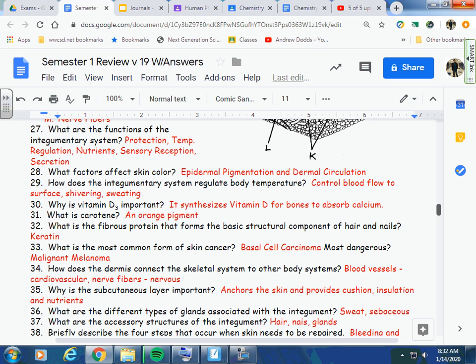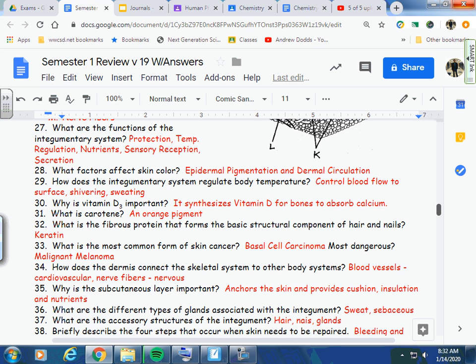Vitamin D3 is important. It synthesizes vitamin D. Oh, I'm sorry. It's for calcium absorption, for bone strength and density. So we synthesize vitamin D using sunlight.